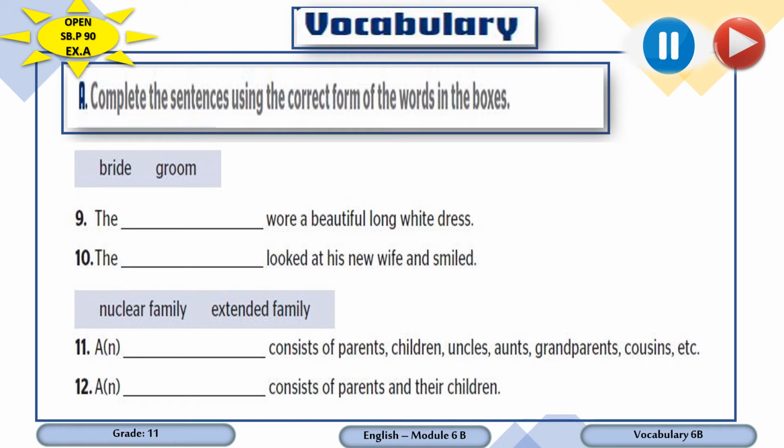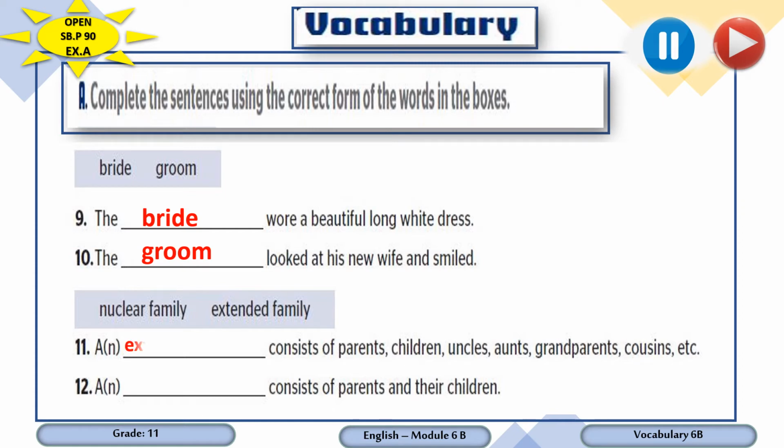Number 9. The bride wore a beautiful long white dress. Excellent. Bride is a woman on the day of her wedding. Number 10. The groom looked at his new wife and smiled. The word groom means a man on the day of his wedding.